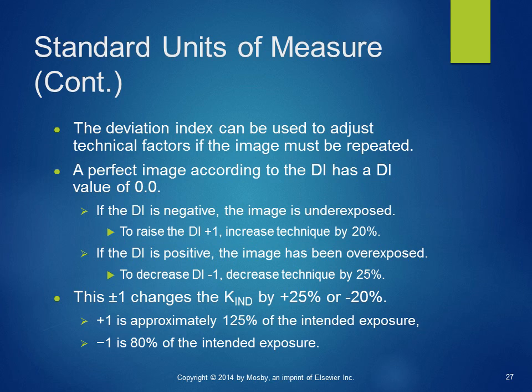This +1, -1 changes the KIND by +25% or -20%. +1 is approximately 125% of the intended exposure. -1 is 80% of the intended exposure.